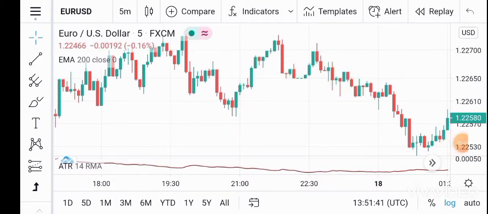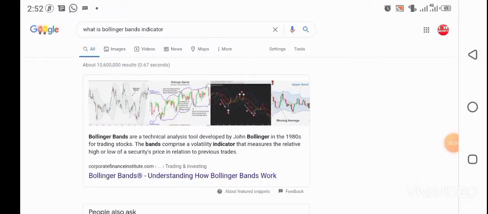And first, we have to know what is the Bollinger Band. According to Google, the Bollinger Band is a technical analysis tool developed by John Bollinger in the 1980s for trading stocks. But actually, it can be used in trading both stocks and forex because most traders use the Bollinger Band in trading forex. So guys, the Bollinger Band comprises a volatility indicator that measures the relative high or low of a security price in relation to previous trades.